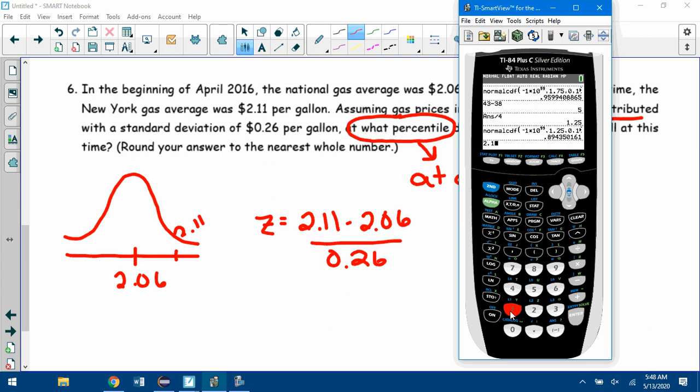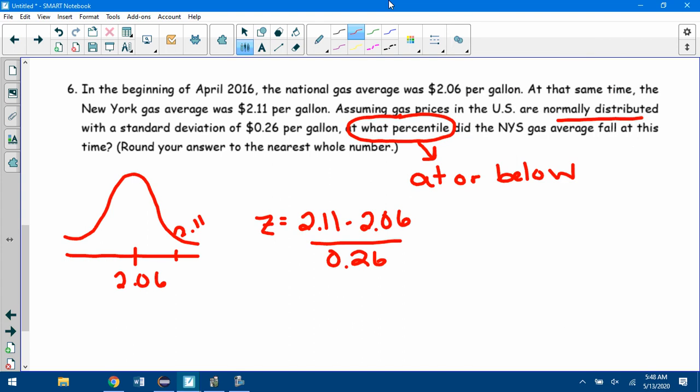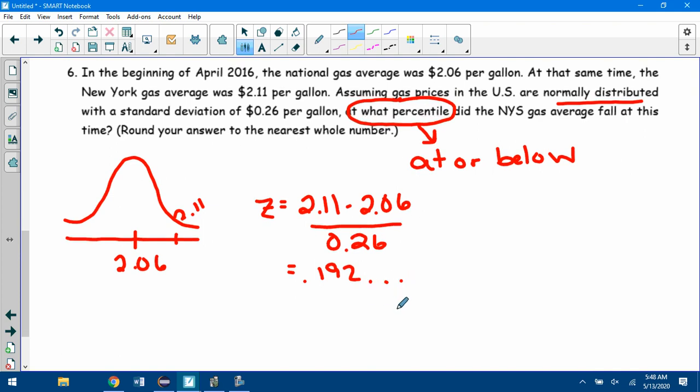So you can do 2.11 minus 2.06. Hit enter before you divide by the standard deviation. Z-score is 0.192-ish. It's better not to round this if you can handle it, but I know we have a big number there. Okay, so now we do normal CDF.